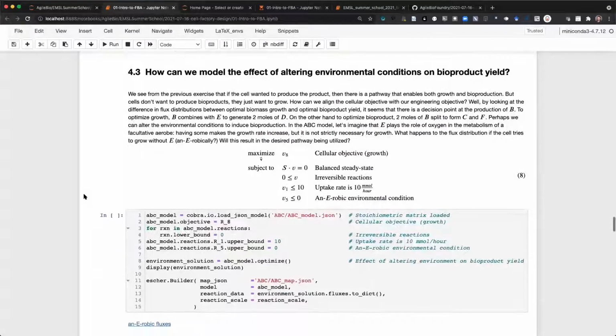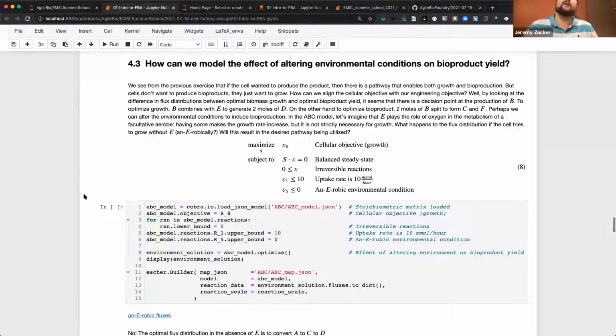Okay, so now the next question is, how can we model the effect of altering environmental conditions on bioproduct yield? We see from the previous exercise that if the cell wanted to produce the product, then there's a pathway that enables both growth and bioproduction. But cells don't want to produce bioproducts, they just want to grow. So how can we align the cellular objective with our engineering objective?